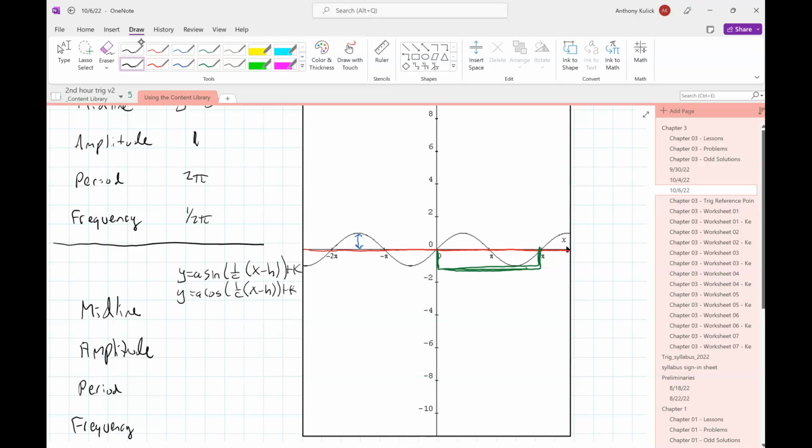What type of transformation or transformations could affect the location of the midline? K, very good. So if I'm shifting the graph up or down, that's going to change the location of the midline. Everybody agree with that? So if I shifted the graph up 3 units, the new midline would be at y equals 3, 3 units up. So the midline in general is just going to be y equals k.